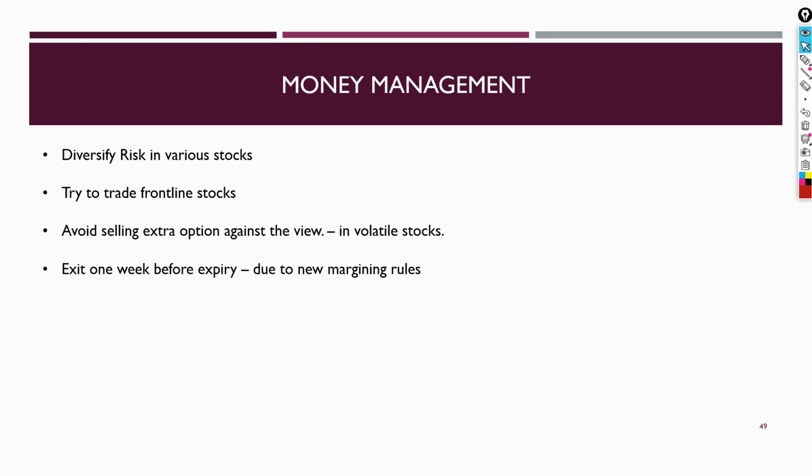There is one more thing. Try to trade in frontline stocks only because of their low volatility. And in volatile stocks like India Bulls, IndusInd Bank, avoid selling extra options on the side which is against your view. What I mean by this is, if you have taken a bullish view, avoid selling extra puts in these volatile stocks.